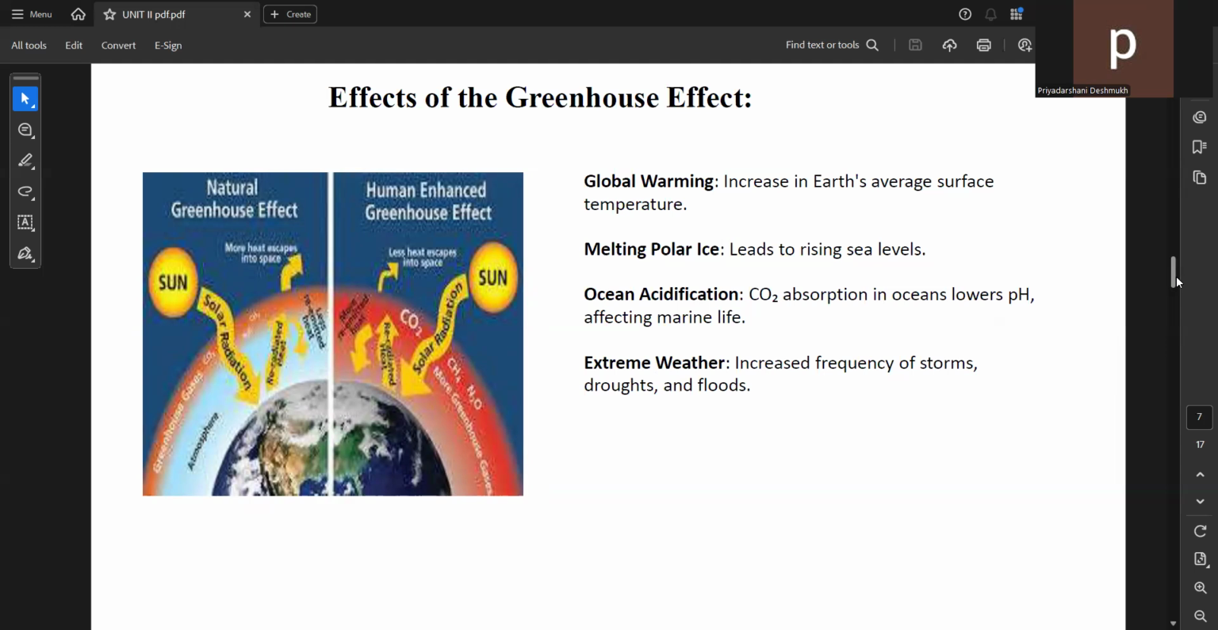Next is methane. It is a more potent greenhouse gas than CO2. It is actually obtained from the breakdown of organic matter, but it is less abundant. Methane is obtained from agriculture waste and landfills. Now the next is NOx.